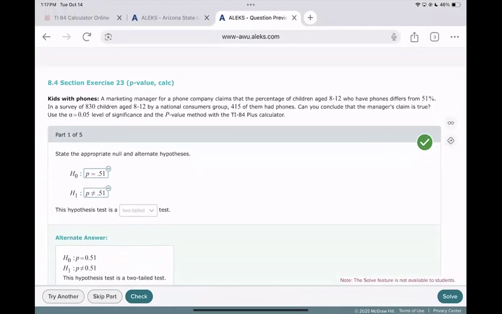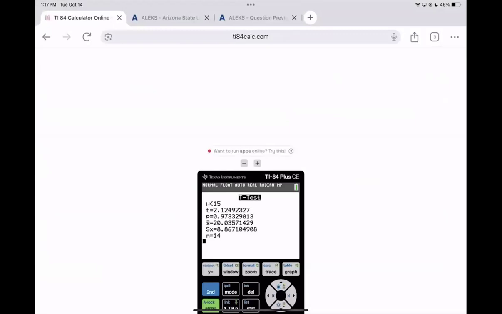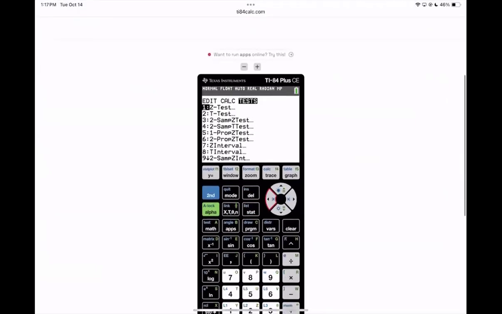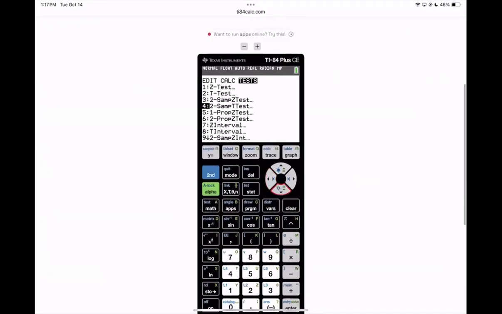415 of them had phones. Okay, so let's go to the stat menu, go to the tests. We have one proportion and we're trying to do a test with it. We're trying to do a hypothesis test. So we find the thing in the calculator that says one prop Z test. Okay, so we're gonna go with that one.